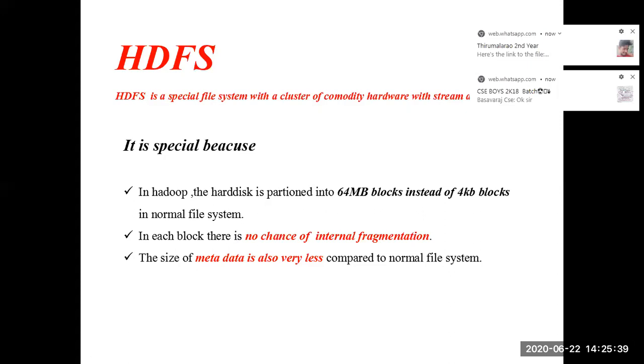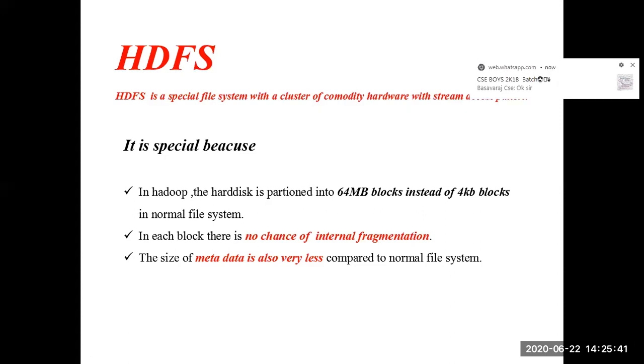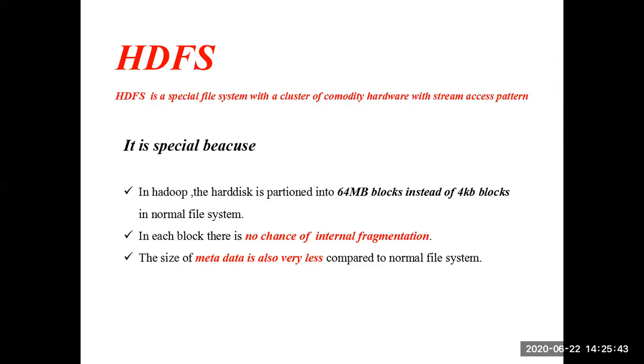So if we have a 100 MB file, how many 4 KB blocks do we have to divide that file into? Since each block size is 4 KB, we have to divide that file into a lot of 4 KB block files, partitions. Why? Because each block size is only 4 KB. So you have to divide that 100 MB into a number of 4 KB blocks, parts. So the metadata will be increased.